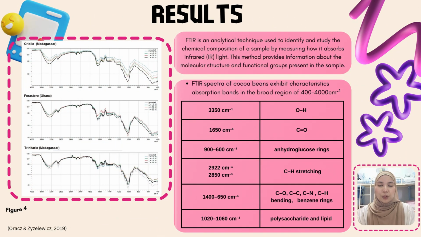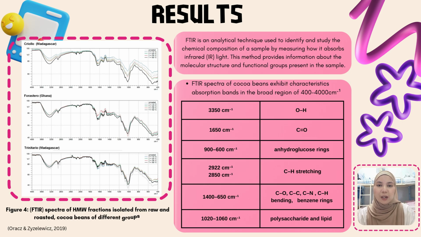Next, analysis of cocoa using FTIR. FTIR is an analytical technique used to identify and study the chemical composition of a sample by measuring how it absorbs IR light. This method provides information about the molecular structure and functional groups present in the sample.